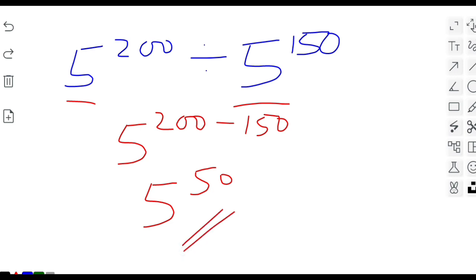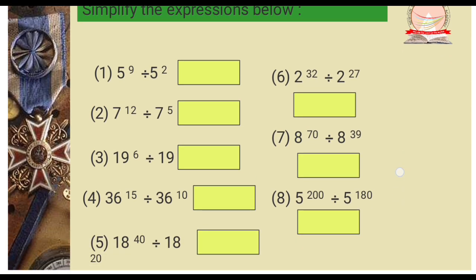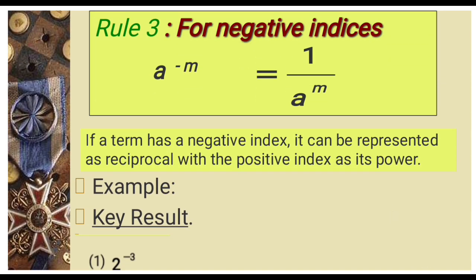And of course, if you are meant to express 5 raised to the power of 50 in an expanded form, your number is going to be a very large number. So we leave our answer in index form. So you can try other questions here to see if you have already mastered the knowledge of division law of indices. So let's move to the next rule, which is negative index. Law of negative index, or you call it law of negative indices.